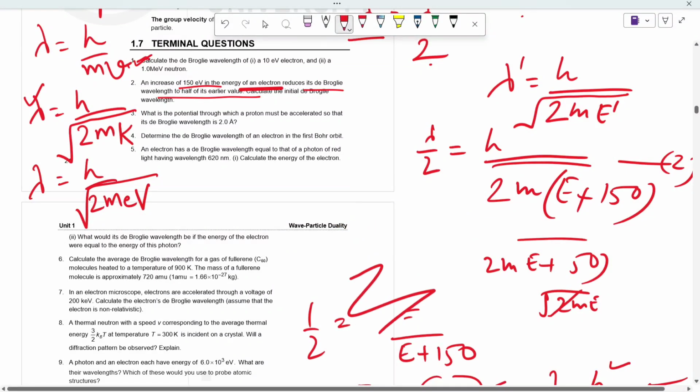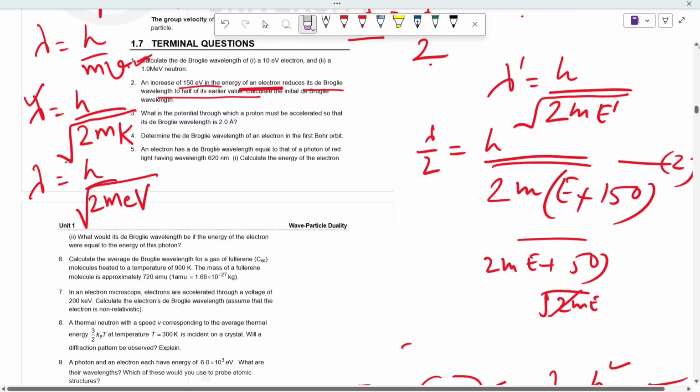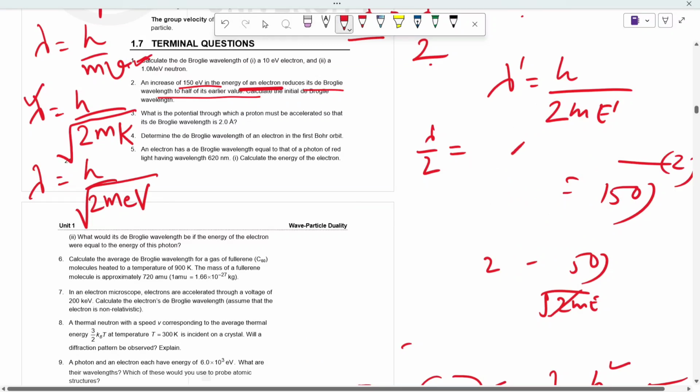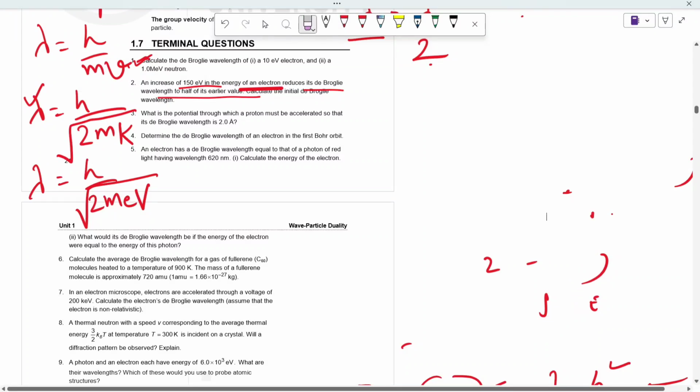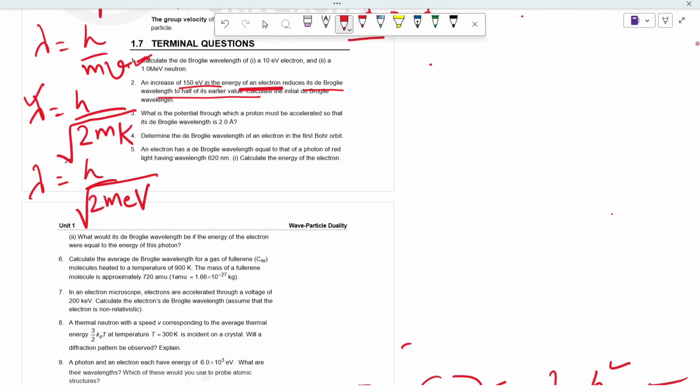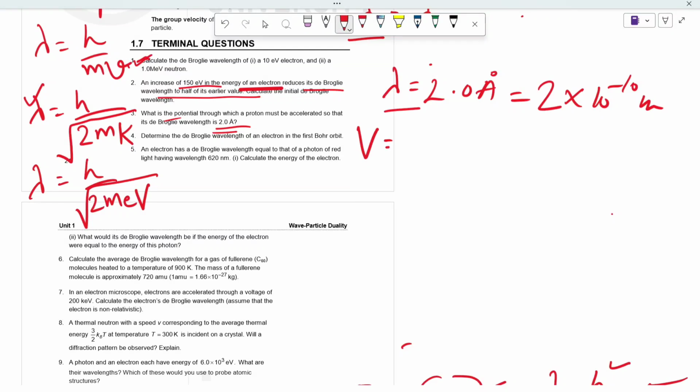Now the next, third question is: what is the potential through which a proton must be accelerated so that its de Broglie wavelength is 2 angstrom. We have to calculate the potential, and we have a proton, so that its de Broglie wavelength is 2 angstrom. In this question, the de Broglie wavelength is given as 2 angstrom. Angstrom means 10 to the power minus 10 meter. This wavelength is given and we have to calculate the potential.